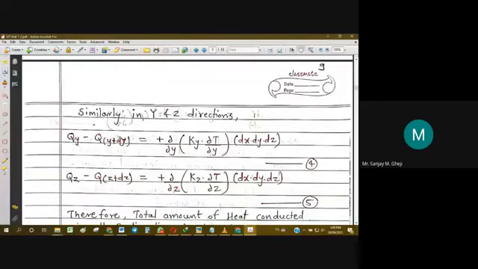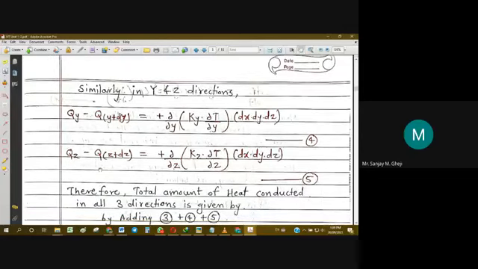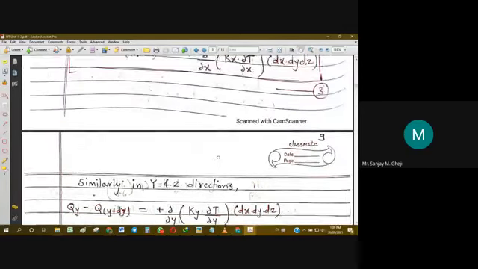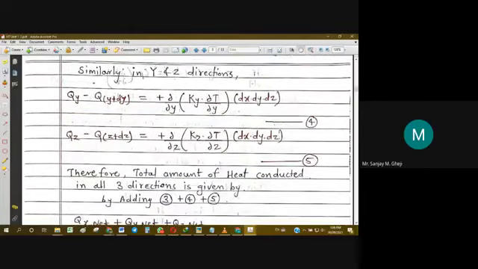So in y direction, it will be qy minus q at y plus dy equal to ∂/∂y of ky ∂T/∂y into dx dy dz, equation number 4. And in z direction, qz minus q at z plus dz equal to ∂/∂z of kz ∂T/∂z dx dy dz, equation number 5. So equation 3, equation 4 and equation 5 give us the net amount of heat conduction in respective directions, in x direction, y direction and z direction.